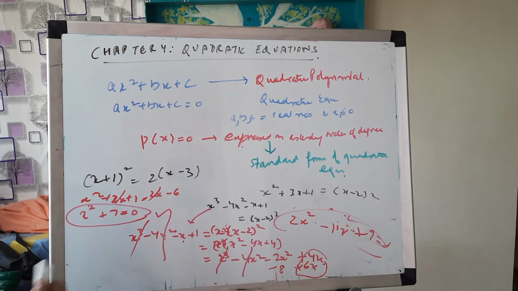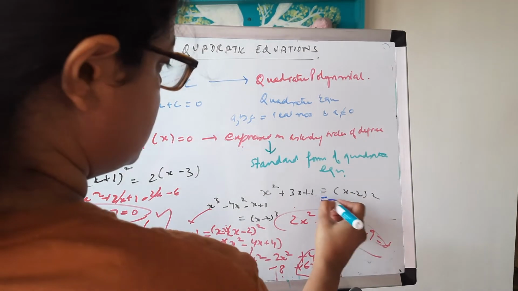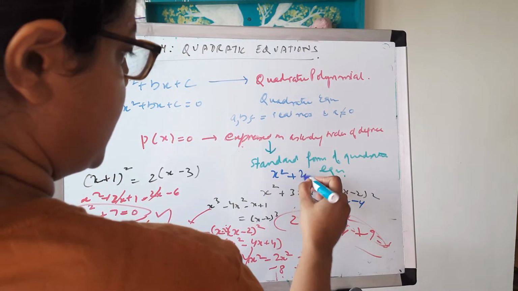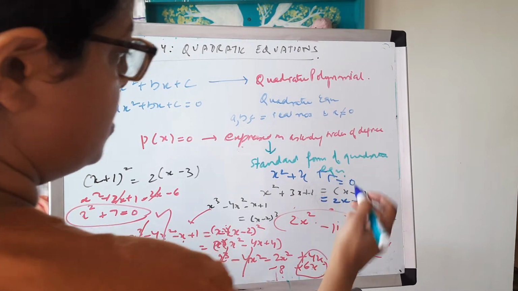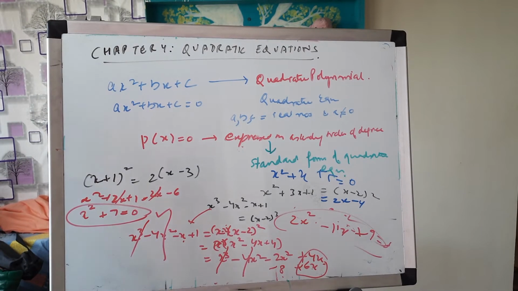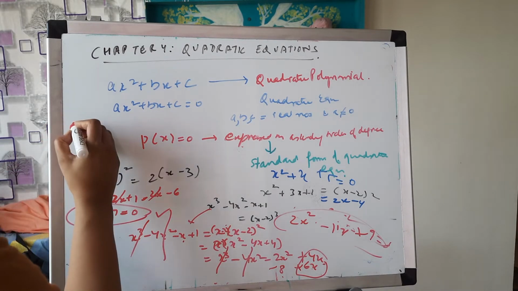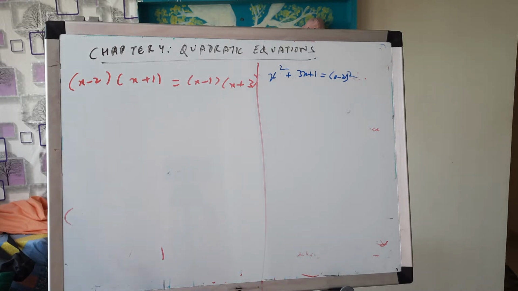Now for this question, rearranging, x square plus x plus 5, so this is also a quadratic equation. Let's look at more examples. For example, we have two questions from the exercise.